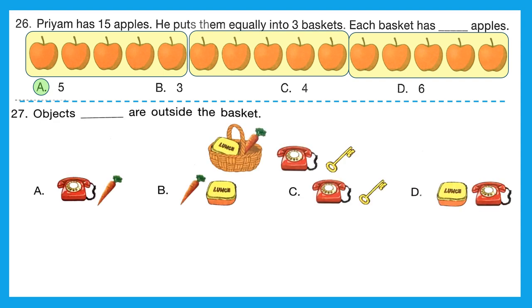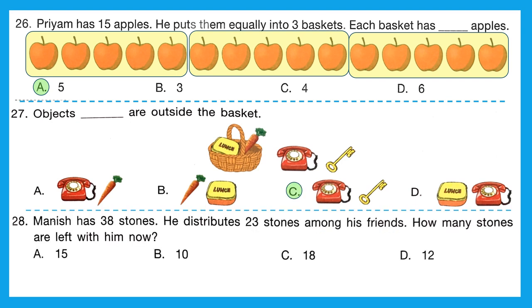Question 27. Objects dash are outside the basket. So we need to find the option which shows the objects that are outside the basket and not inside. So we can see the telephone and key. These are the two objects. Those are outside the box. And the correct option for that is option C.